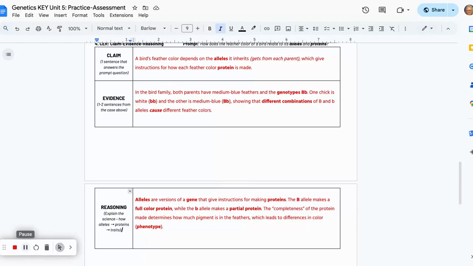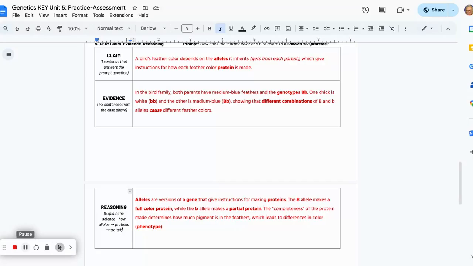So for the reasoning, we might say something like, alleles are versions of a gene that give instructions for making proteins. The big B allele makes a full color protein, while the little b allele makes a partial protein. The completeness of the protein determines how much pigment is in the feathers, which leads to differences in the color, or the phenotype.